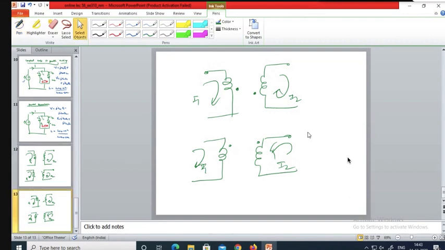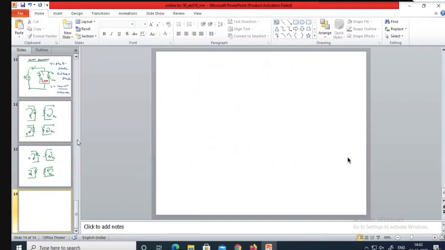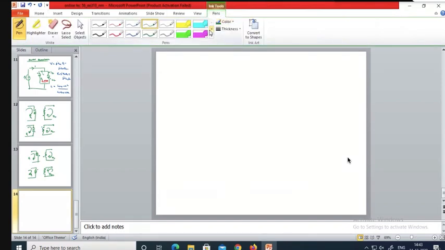Let us solve some problems here and conclude this topic today. The problems will be based on simple KVL and application of loop analysis or mesh analysis. That's all. So the first problem I can take here: find the voltage across the 5 ohm resistance.